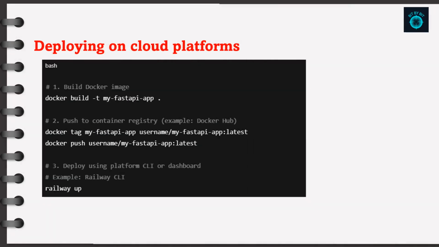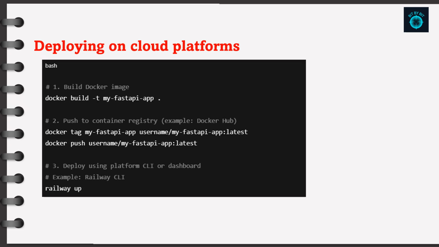In this example, first we build the image using docker build -t my-fastapi-app. Next, we tag it for a container registry. For example, docker tag my-fastapi-app username/my-fastapi-app:latest. Then we push it with docker push username/my-fastapi-app:latest. This uploads the image to Docker Hub where cloud platforms can pull it.